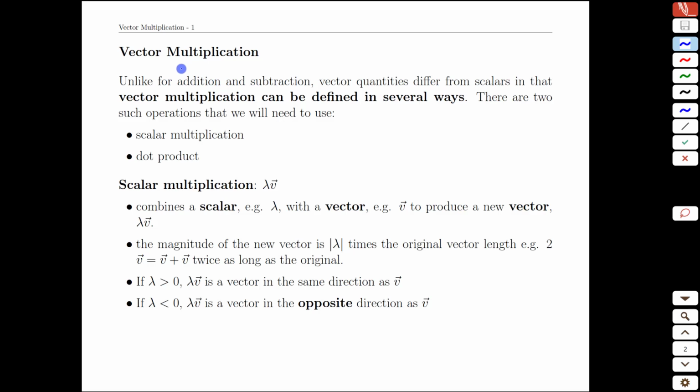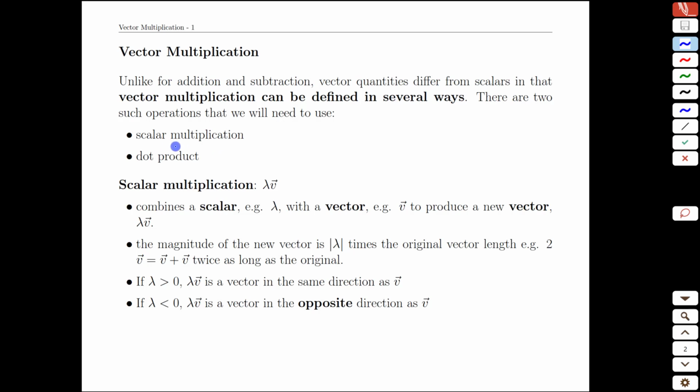In this video, we're going to start an exploration of vector multiplication. We've already done this a little implicitly, but we're going to formalize how we handle that here. The challenge with multiplication of vectors is there are actually several different ways to do it, several different ways that satisfy our usual intuition about what multiplication means.